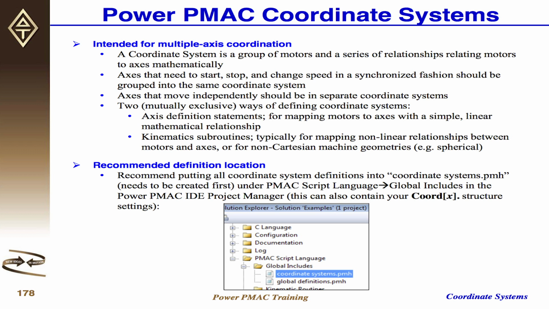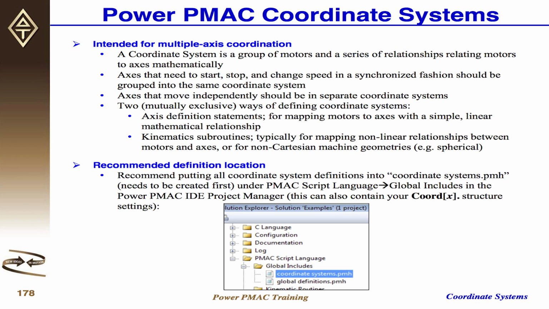There are two different ways of defining the motion in a coordinate system. They are mutually exclusive. If you choose one, you can't use the other. For some axes, you have to use all of one or all of the other. The first is axis definition statements, which we'll go into first. It's fairly simple. You just assign a direct linear relationship between some number of motors and some number of axes.